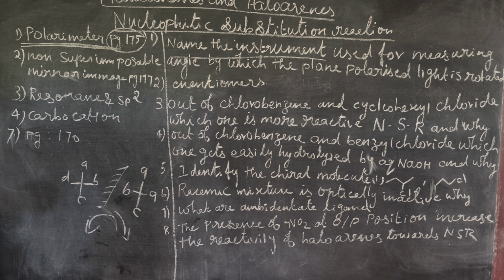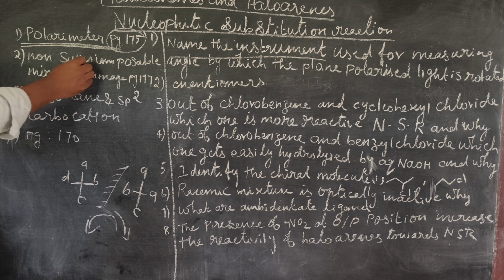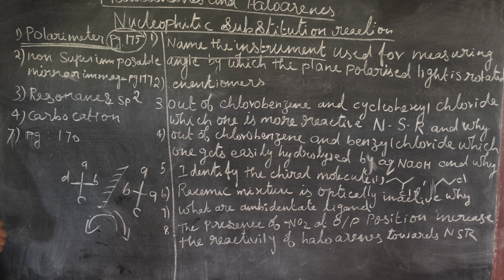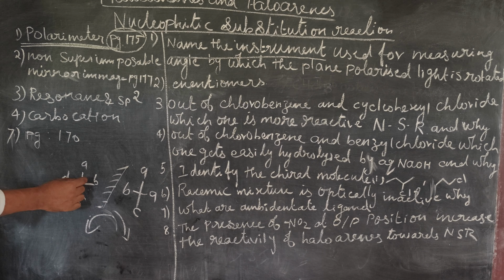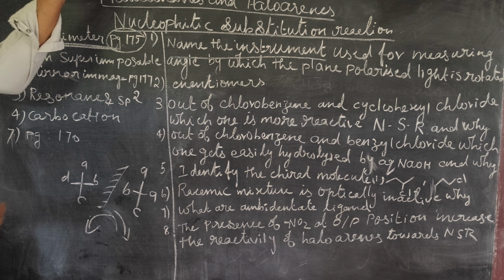Enantiomers I have also already explained to you. They are non-superimposable. Not superimposable means, for example, you consider this molecule. When you take this molecule and keep it here, it is not superimposable, like our hands.